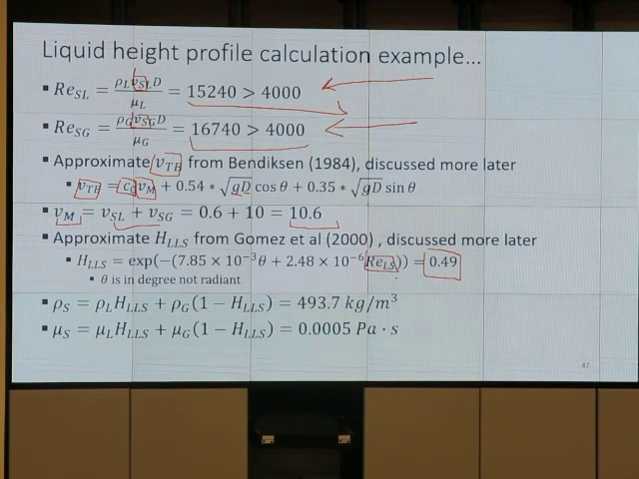This value is based on rho VM D over mu. It's in the book, okay.